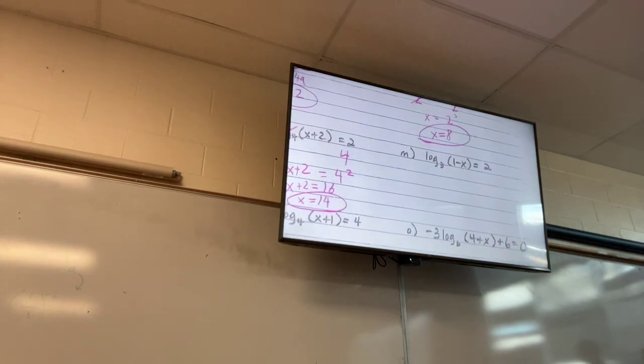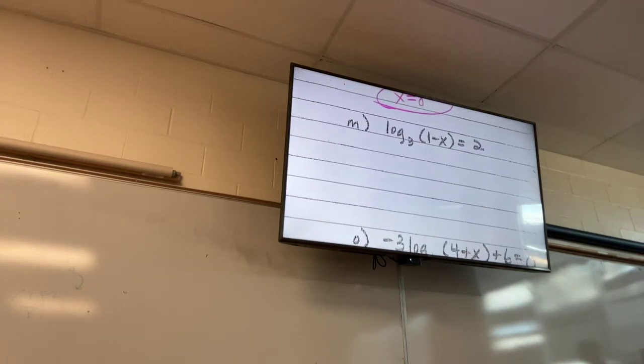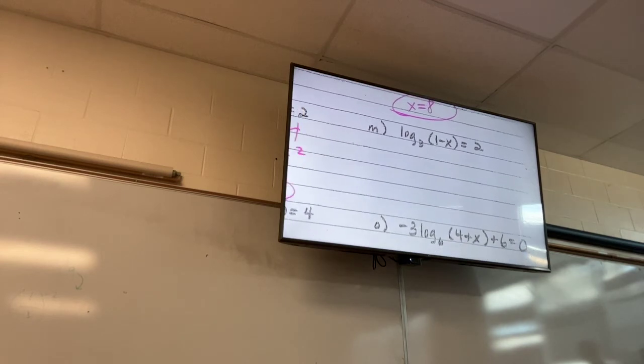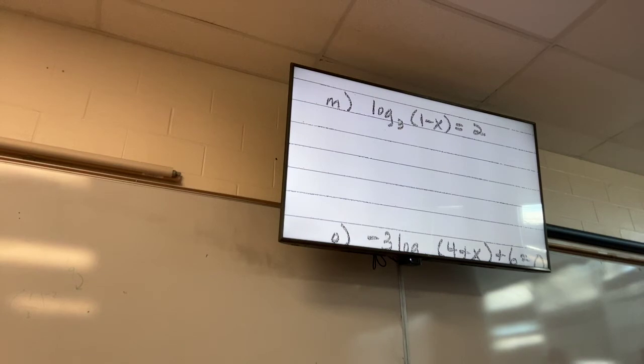Okay, move on to M. Let's have Alberto take a shot at this. Okay, I have to solve for x. You just have to get x by itself. We have to break it out of that log. How do we do that? Yeah, 3 to the left equals 3 to the right.